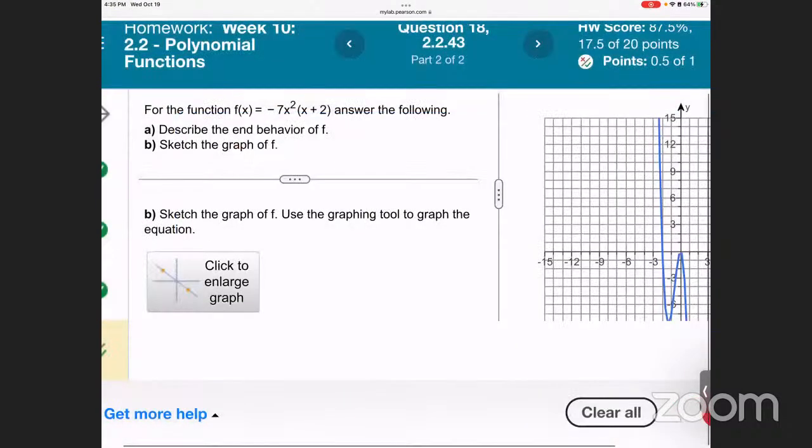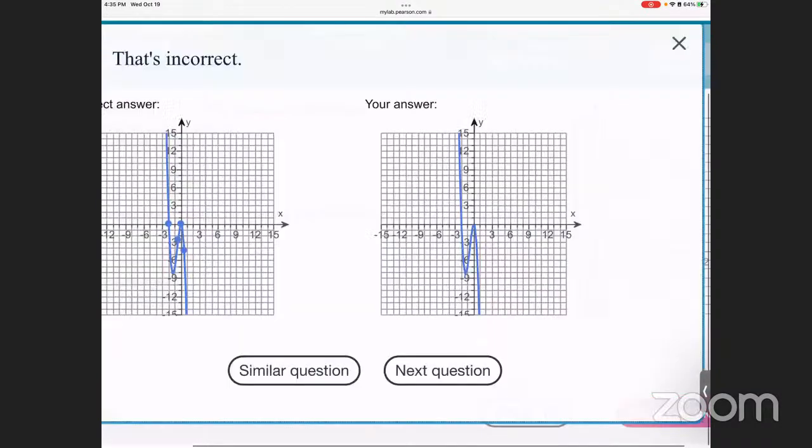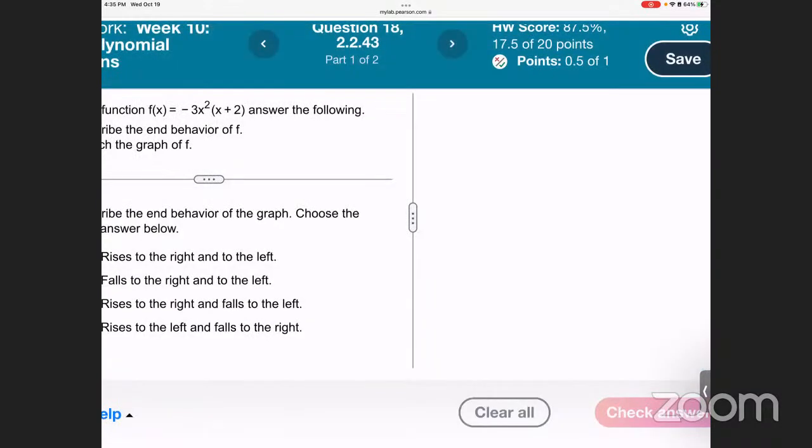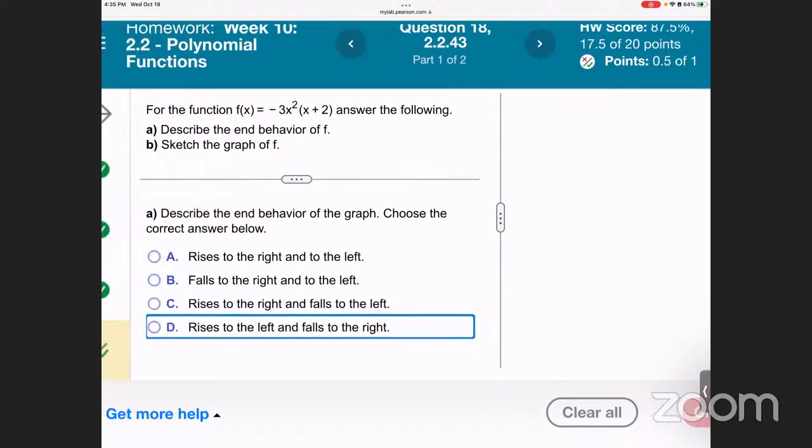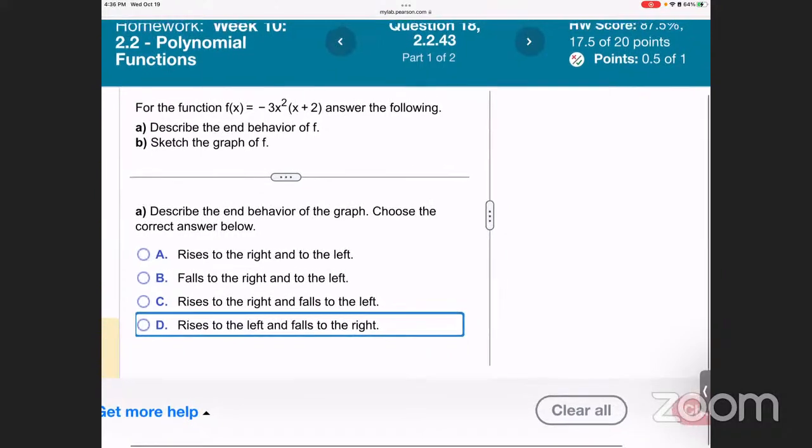I'm gonna just try one more. But again, the whole point was that we were supposed to get a different question. Similar question. 3. Let's try it. I think everything else is the same. Let me think for a second. Let's just try it and see what happens. It should fall to the right and rise to the left. Here it is. This one.